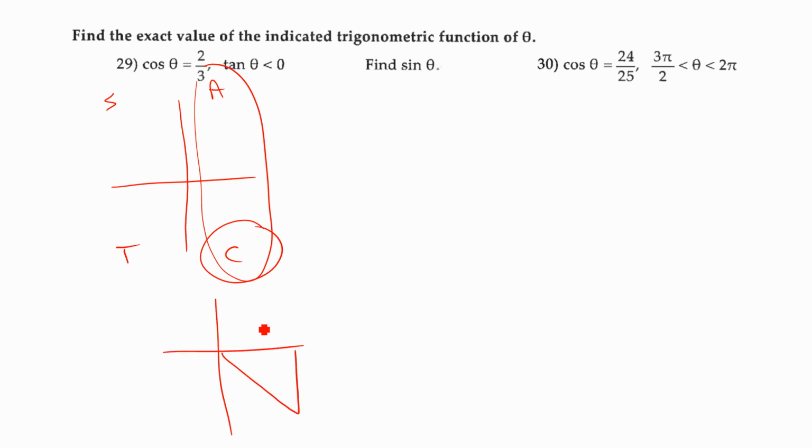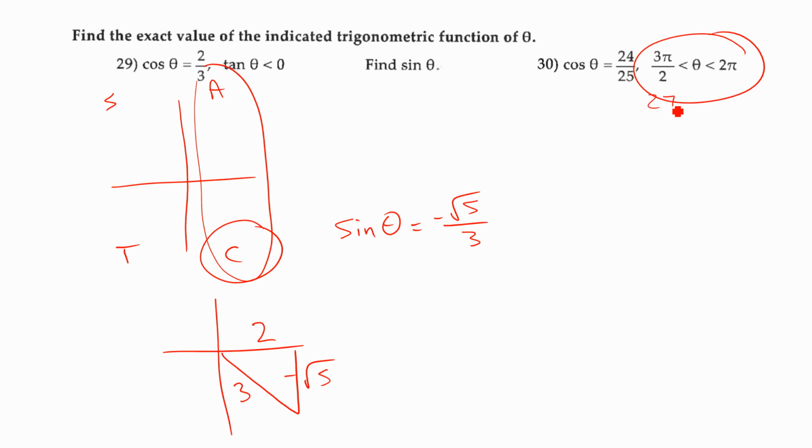The cosine is adjacent over hypotenuse. 9 minus 4 is rad 5, and we're going down, so that would be a negative. Our job is to figure out what sine is here. Okay, and so we are doing sine would be negative rad 5 over 3. This says we're in quadrant 4. This is 270 degrees. This is 360 degrees.